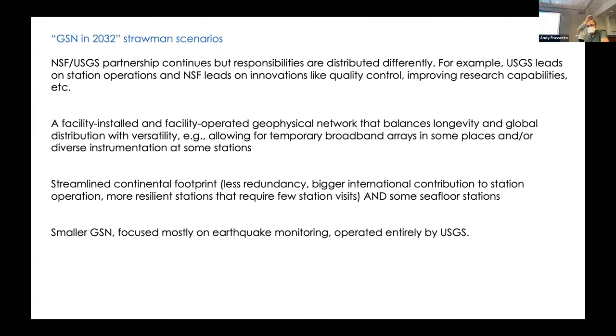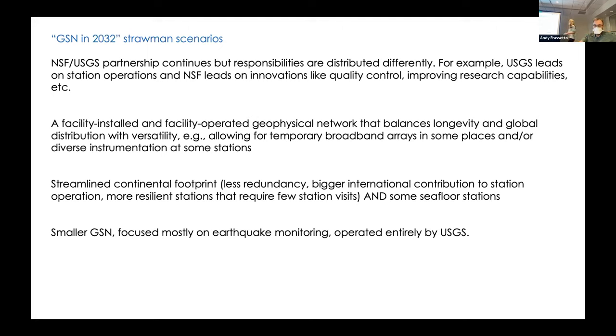Okay, so since we have about 15 minutes left, what I have here is strawman scenarios, a kind of random number of them, just different models for what the GSN could look like in 10 years, just to stimulate some discussion. So one model is the NSF-USGS partnership continues, but the responsibilities get distributed differently. So maybe the USGS leads on station operations and the monitoring work that they're already doing, and the NSF leads on innovation, like data quality and improving research capability. So it's still a partnership, but right now the partnership is like two partners that are doing the same things in parallel, but for different stations. One could imagine dividing up the work differently in a way that continues to serve the two missions.